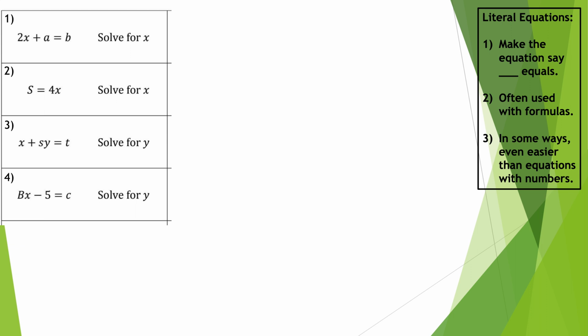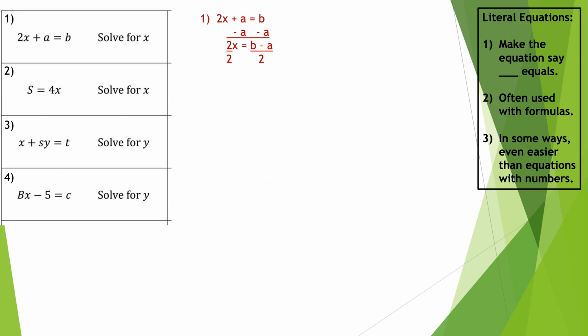It's often used with formulas. For instance, one formula for perimeter of a rectangle is P equals 2L plus 2W. And you might want to solve for W if you were told the perimeter. And in some ways, they're even easier than equations, namely that you can't make careless number mistakes. All right, so without any further ado, numbers 1 and 2.